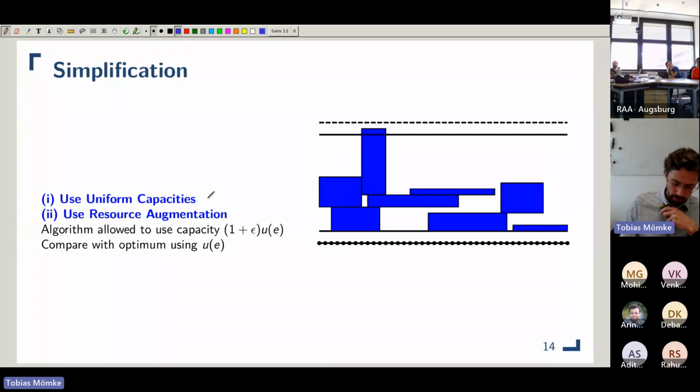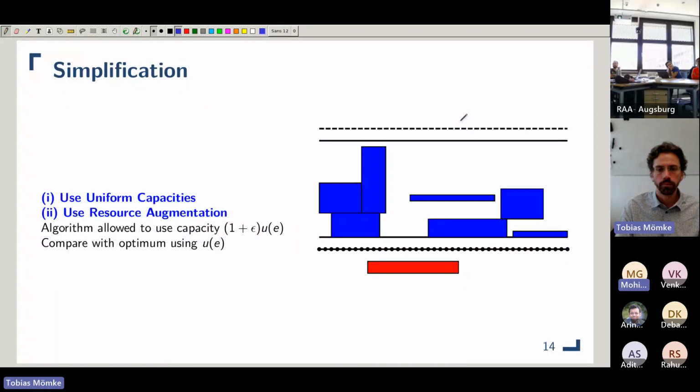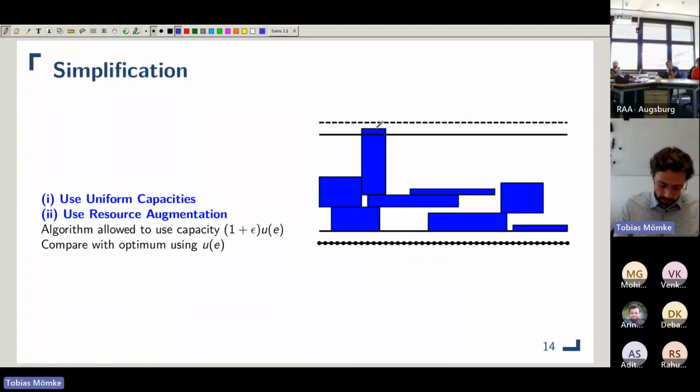So what does this mean? We have this is our original capacity, and then we have the dotted line here. So we allow to exceed this capacity by a factor of 1 plus epsilon. And the solution that you can see here is now a perfectly fine solution with resource augmentation, but without resource augmentation, at this point in time, you just need too much capacity.